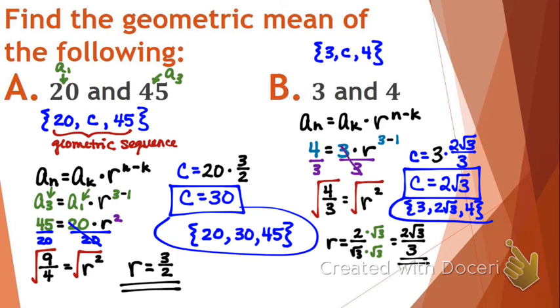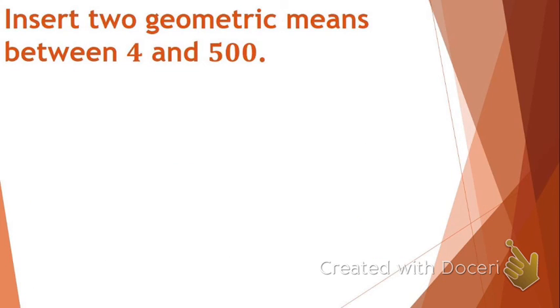What happens if I want to insert more than one geometric mean? Can we do that? Let's try it. Let's try to insert 2 geometric means. We're going to do it between 4 and 500. So my sequence would be 4, and then we're looking for 2 numbers that go in between and then 500. Which means 4 and 500 are which terms? A1 and A4.